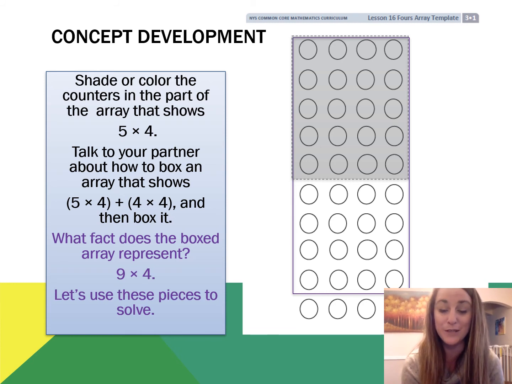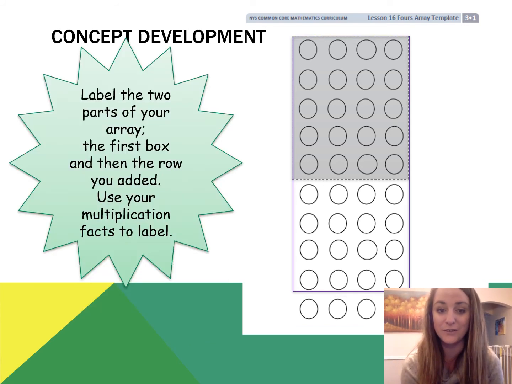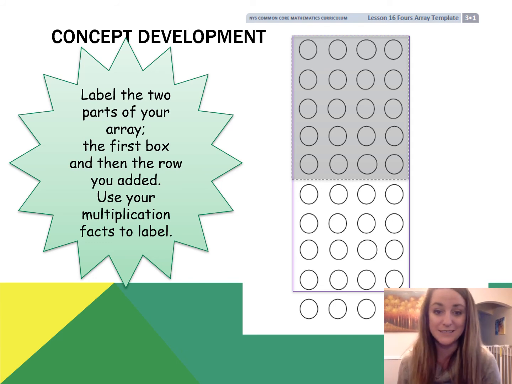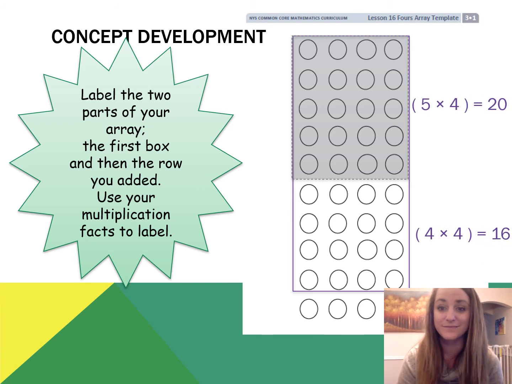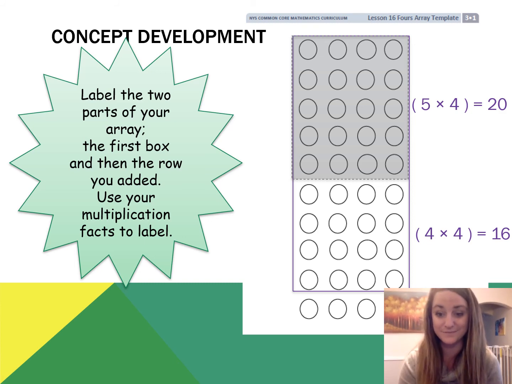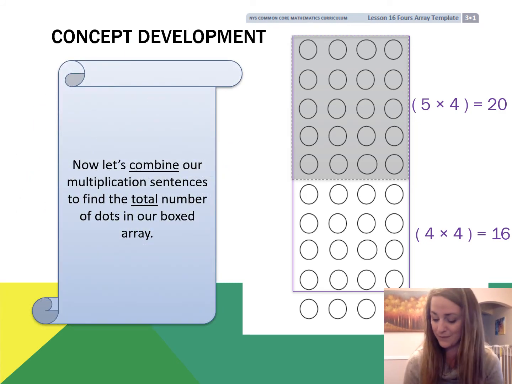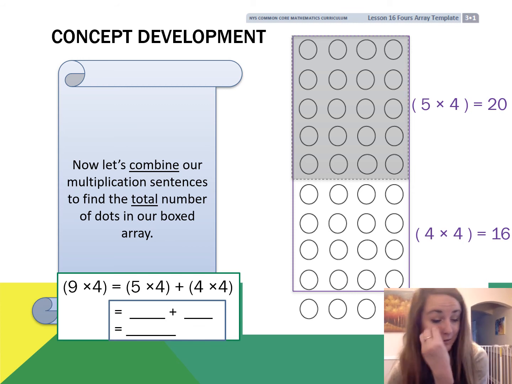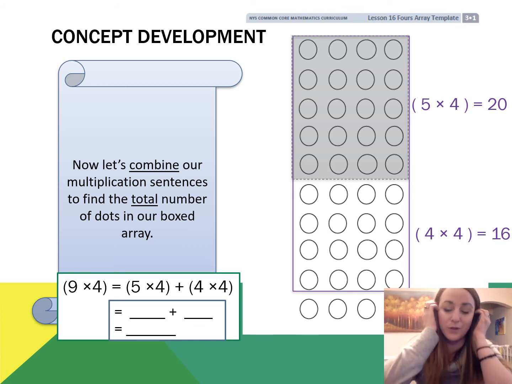5 times 4 plus 4 times 4 equals 9 times 4. Let's use the pieces to solve. Let's label the two parts of our array and the box. We can use our multiplication facts to solve. 5 times 4 equals 20, plus 4 times 4, which equals 16. Now we can combine them to solve. 9 times 4 equals 5 times 4 plus 4 times 4.